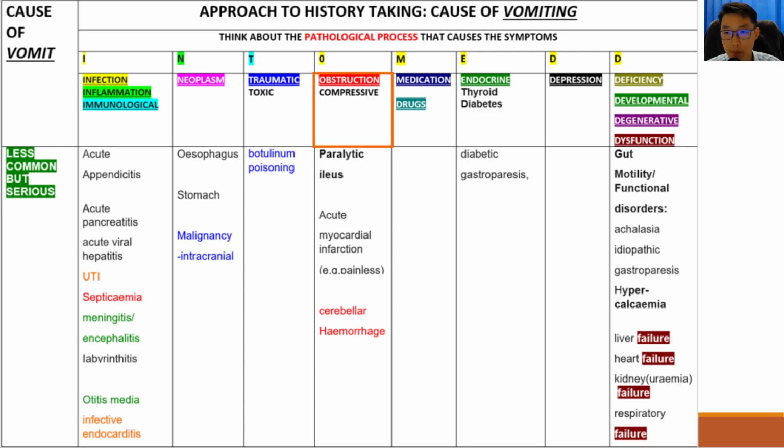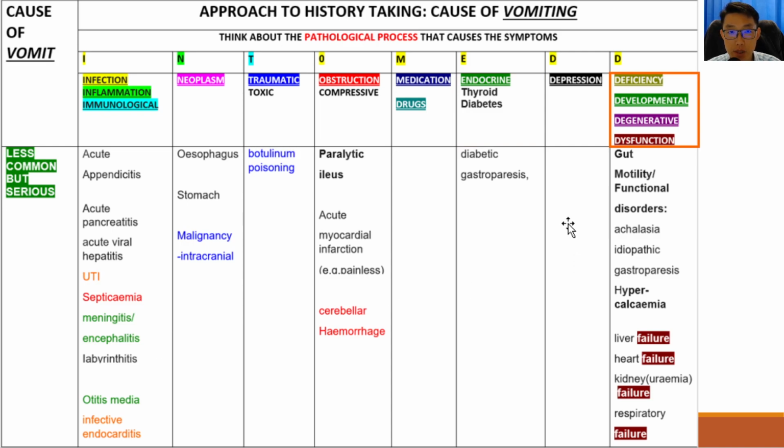Obstructive causes include paralytic ileus, where the bowel stops moving, and acute heart attack, which is obstruction in the coronary artery, causing at times painless vomiting. Bleeding within the cerebellum also can cause vomiting. Endocrine conditions such as diabetic gastroparalysis, a condition where the stomach nerve has been damaged to an extent that it stopped moving.